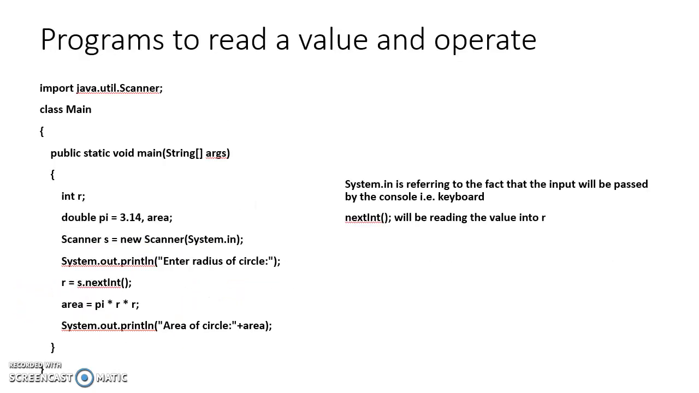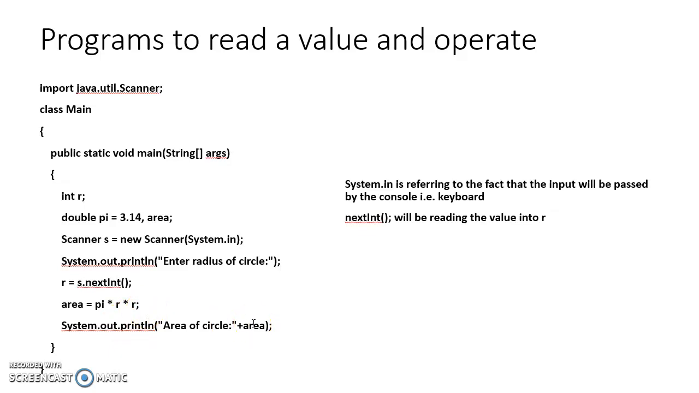So we are going to look at this program over here: how to read a value and operate on it. So you use this particular class called Scanner. You are importing this package java.util, and in that you are using a particular class called Scanner, which is why you are using this import statement. This is to read a value and to perform operations. Basically, what is done here is you are reading in a radius and calculating the area by r square, and you're displaying the area of a circle.